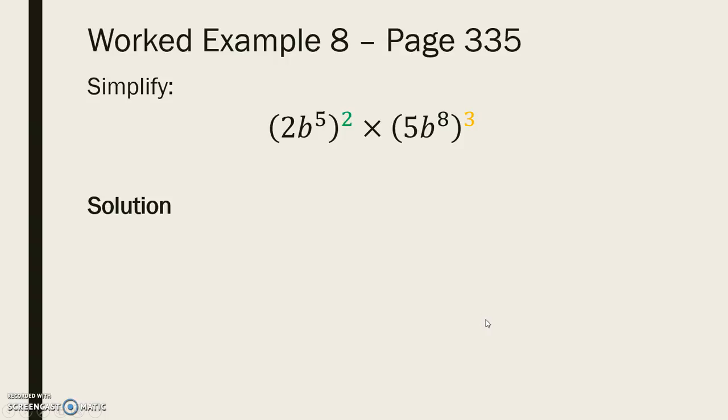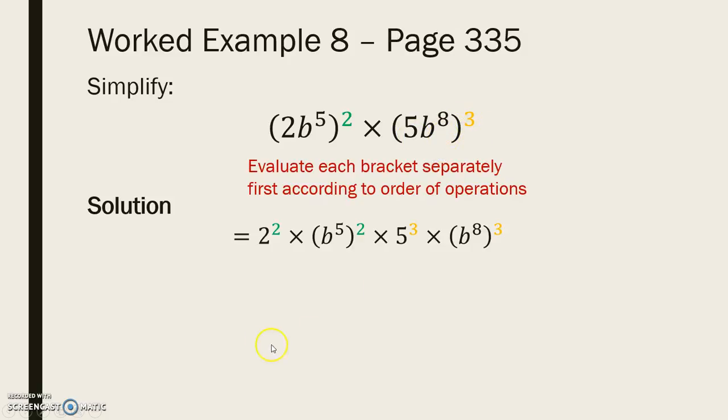Here's another example, and I've color-coded the indexes before we start in this case. So both of these expressions have different powers. They both have two elements to them, 2b to the power of 5 and 5b to the power of 8. So we need to split up this bracket and put each element, the 2 and the b to the 5, to the power of 2. We'll do the same over here, 5 to the power of 3, b to the 8 to the power of 3. And that looks like this. 2 squared, b to the 5 squared, 5 cubed, b to the 8 cubed.